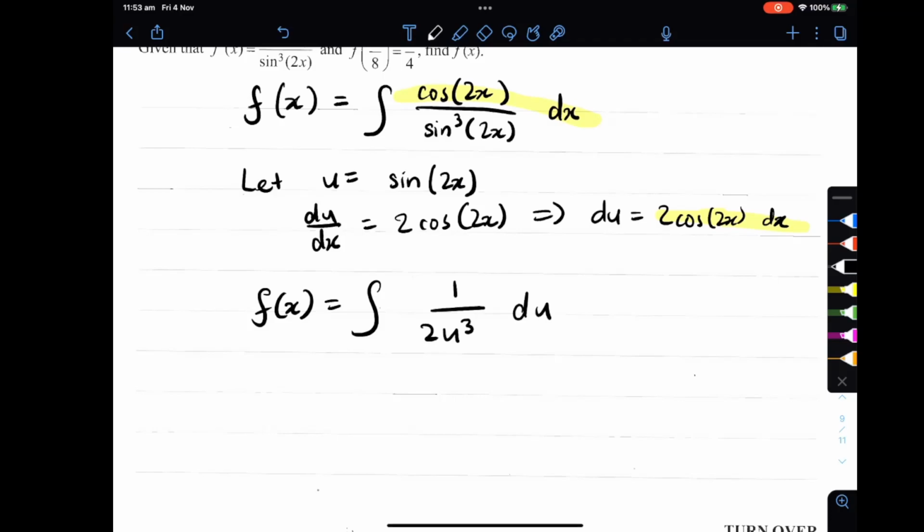Okay, so that's how we do that there. In other words, we could do it like this as well. We could go a half du is equal to cosine 2x dx. That works as well. Alright, so that's fine.